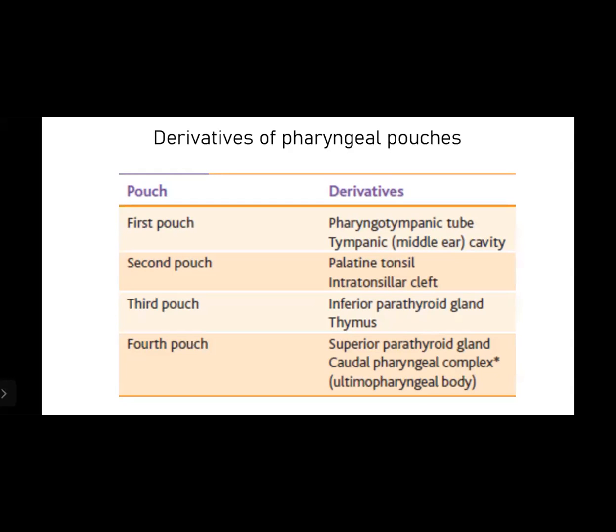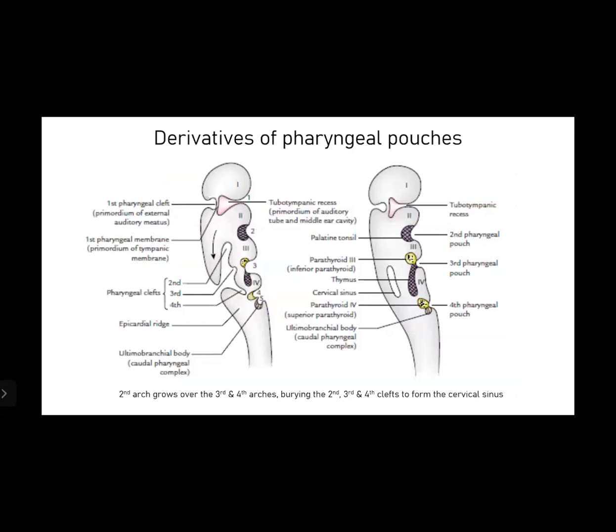The third and fourth pouches. The third pouch actually gives rise to the inferior parathyroid gland. Generally you would assume that the third pouch, as it comes from superior to inferior, should give rise to the superior parathyroid gland. But the development is designed in such a way that the third pouch actually contributes to the formation of the inferior parathyroid gland and the thymus gland. And the fourth pouch will contribute to the formation of the superior parathyroid gland. Okay.